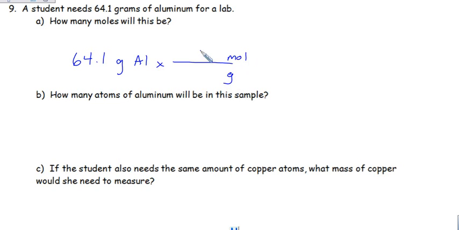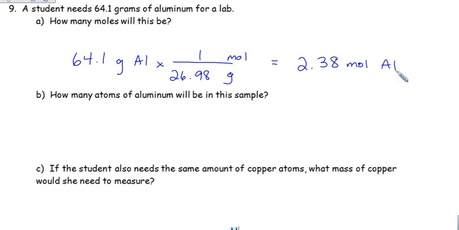Anytime I see moles, it's a 1. Anytime I see grams, it's off the periodic table. I just look up the molar mass. 26.98. The number's on the bottom, so I divide. And if I use 3 sig figs, how about 2.38 moles of aluminum? This makes sense. Every mole of aluminum is about 27 grams. I have a little more than double that. So yeah, it makes sense. I have a little more than 2 moles of aluminum.